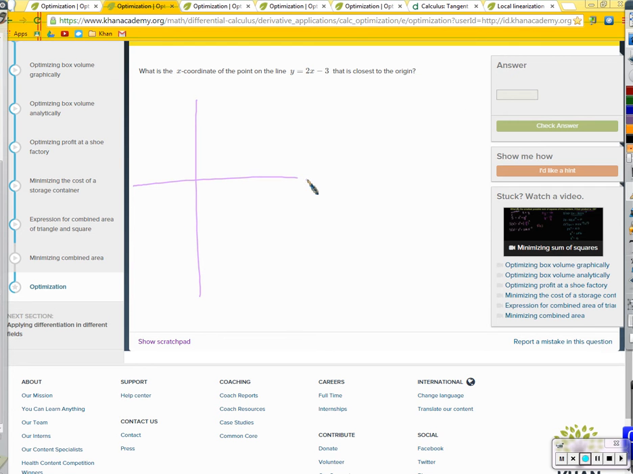Well, it's just a line, it's got a slope of 2 and y-intercept of negative 3, up 2 over 1, like that. It wants to know what point is closest to the origin. So we need to find a way to measure the distance from a point to the origin. Say we're talking about this point. This one will work. Distance to the origin looks like that.